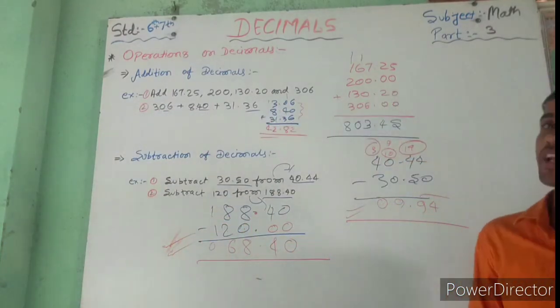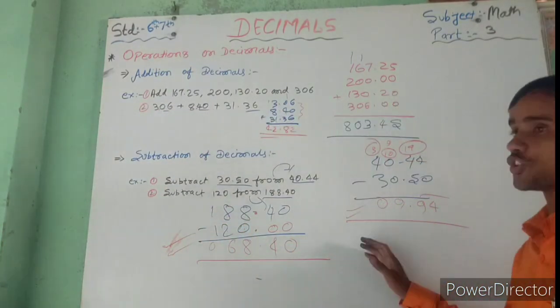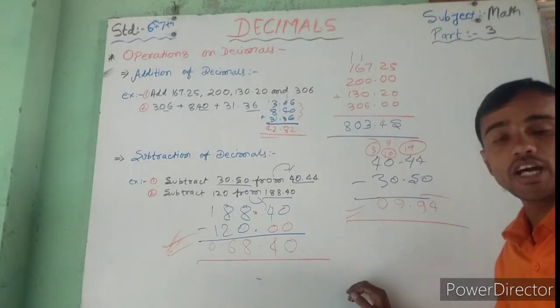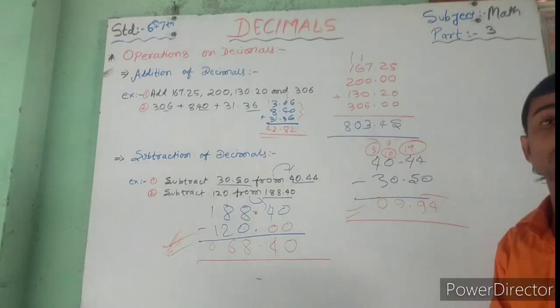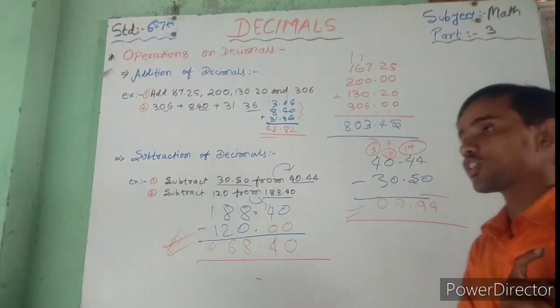It means multiplication and division of decimal. So my dear students, you start your solution of that type of question. It means addition of decimal and subtraction of decimal.